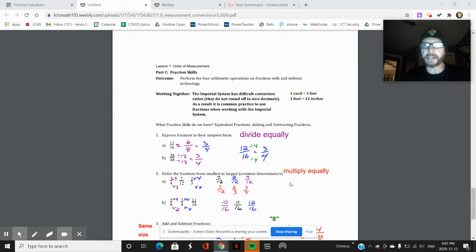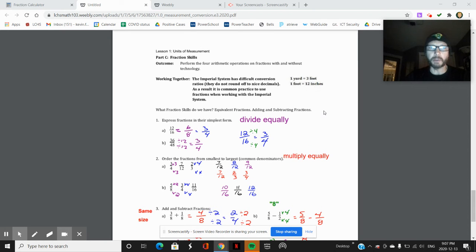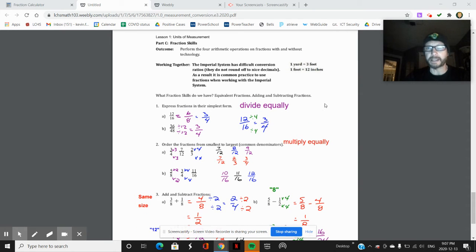We want to talk about fractions for this last part, and fractions have a big part to play in the imperial system. 1 yard is 3 feet, 1 foot is 12 inches, so it automatically lends itself to fractions. People of my age grew up with fractions. We grew up with 9/16ths and 3/8 and 1/2. That was just how we grew up doing math.